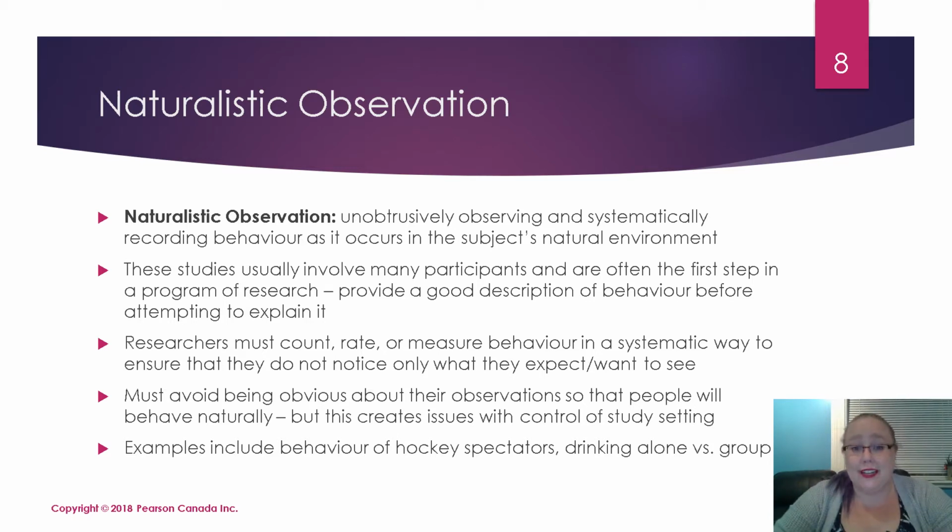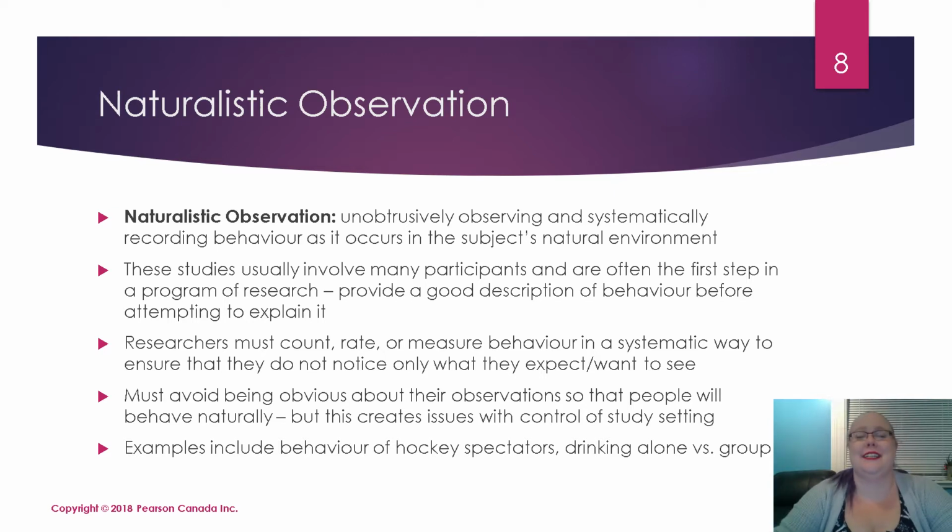It's very important in the case of any observational research that researchers must count, rate, and measure behavior in a systematic way to ensure they do not notice only what they expect or want to see. So you can't just go out to a bar or go out to a food court and watch people and kind of look at what they're doing and then go home and write up some notes afterwards. You have to be observing them in a way that's systematic. You know, you're checking the box every time they do a certain thing, so that you are observing everything that's going on and you don't have that bias where you're only looking for the things that you hope to see. You also must avoid being obvious about your observation so that people will behave naturally.